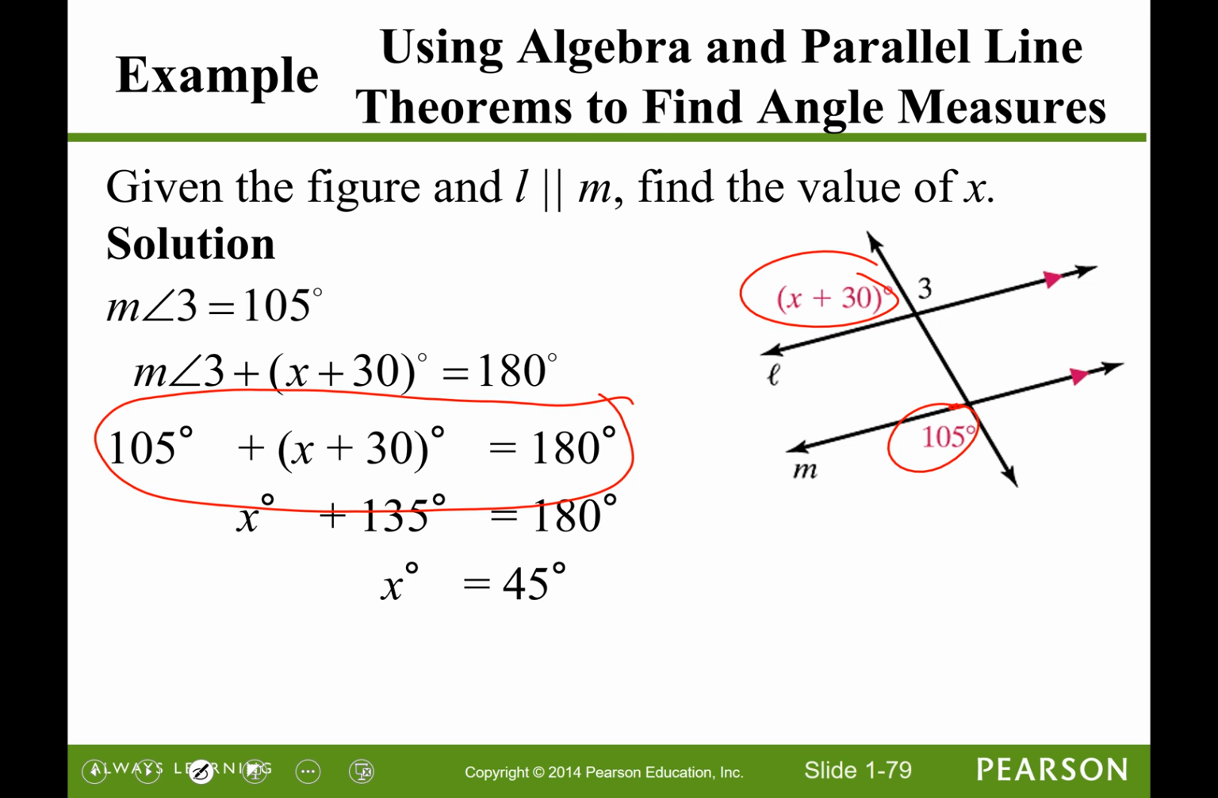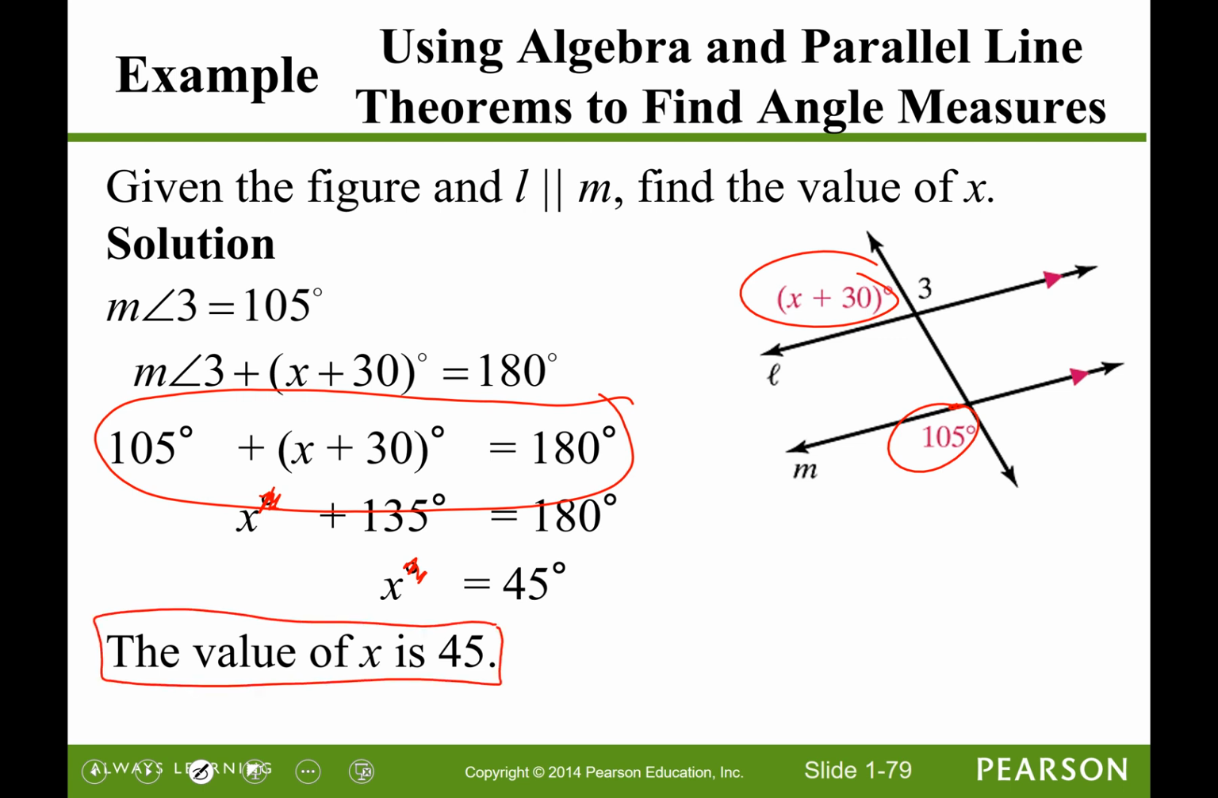That degrees symbol should not be there. Here we go. The value of x is 45 without the degree symbol. I don't like that that's there. Well, x many degrees. I can see why it's there, but at the end we say that the value of x is 45, no degree measure.